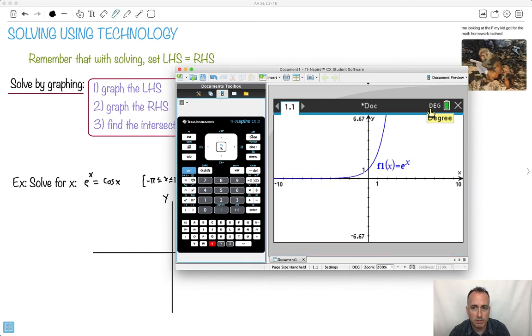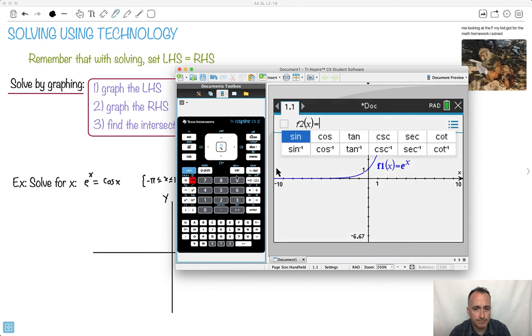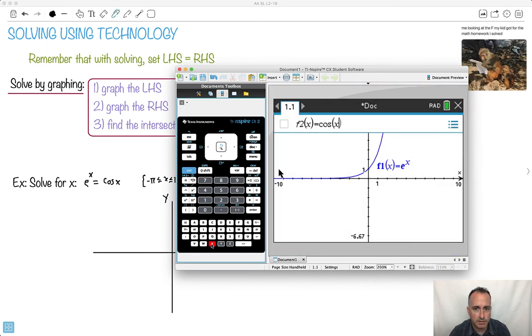I want to make sure I'm in radians. I don't think it did it here. Let me just do it again here. So I wanted cosine of x. There we go. All right, it looks like this.